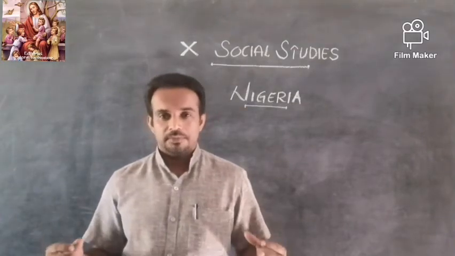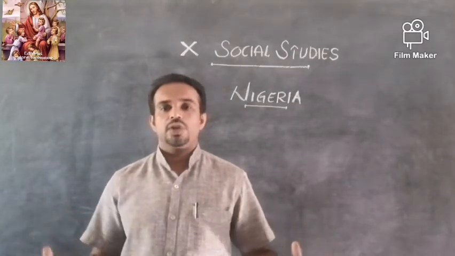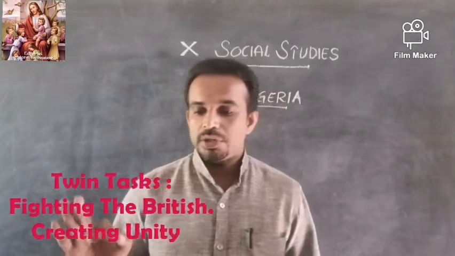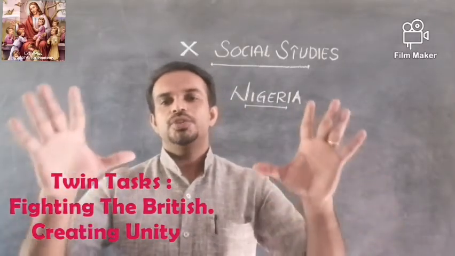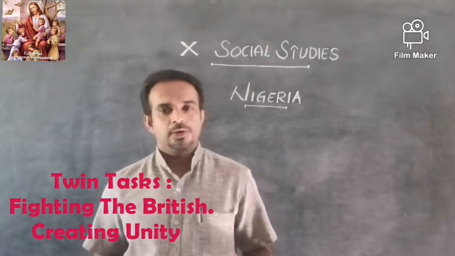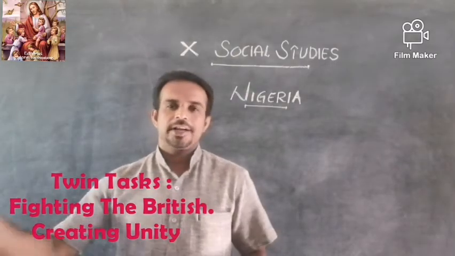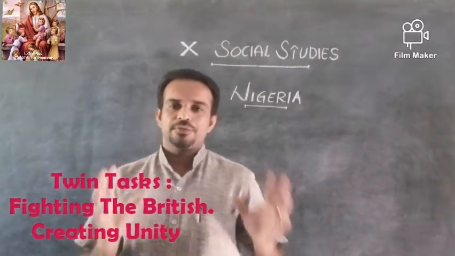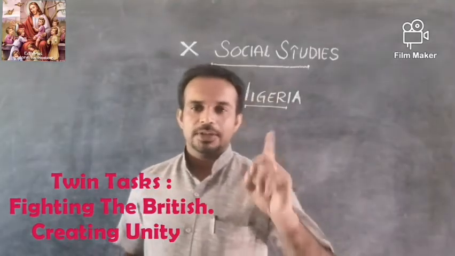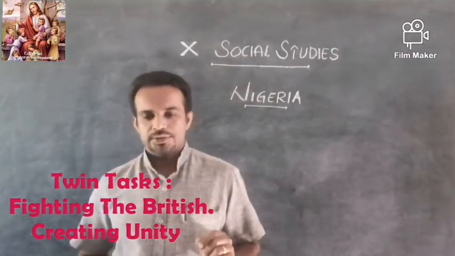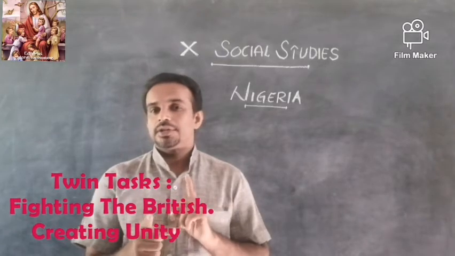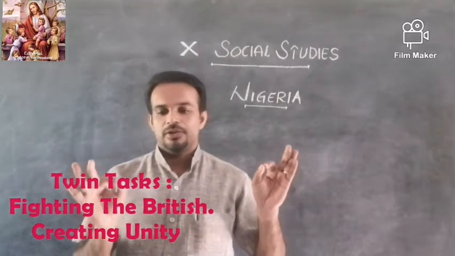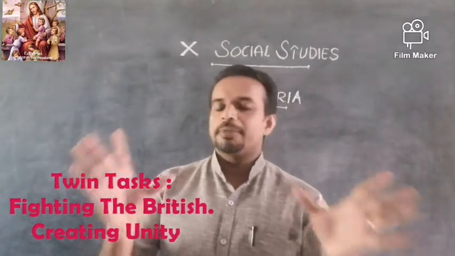So by the 1940s, 1945, after the Second World War, the Nigerian national leaders identified that they were bestowed with twin tasks, two duties to be fulfilled. And the first one, the foremost, was fighting against the British, providing all the possible inputs in order to fight against the British. That was the first agenda or the first task of these national leaders. And the second one is more important and more difficult than the first: creating unity, or uniting political or tribal groups.